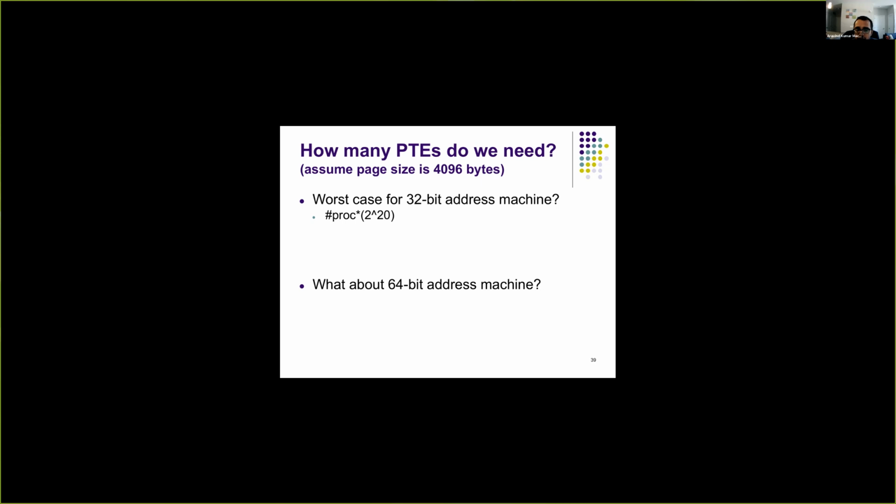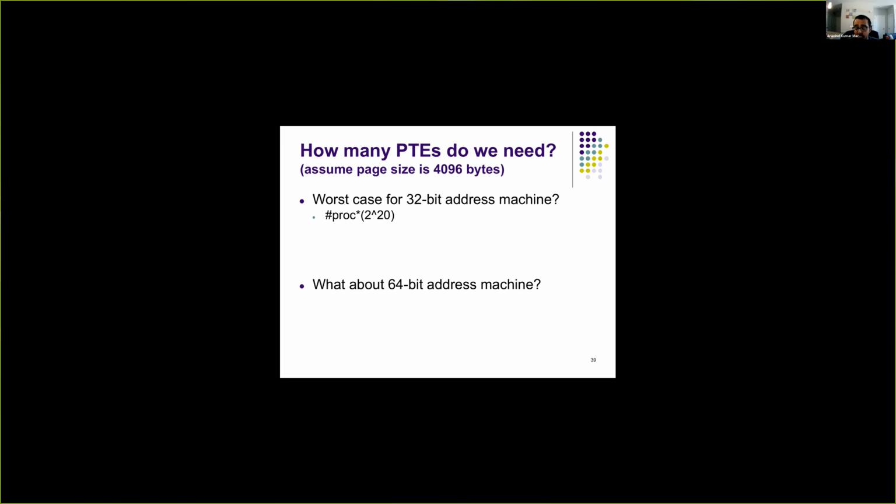So for each process, in the worst case, we need to store 2^20 page table entries, because each page is of 4 kilobyte size, which is 12 bits. So if we subtract 12 bits from 32, you get 20. So those many entries we need to cover the entire address space for each process. Now we multiply that number by the number of processes.